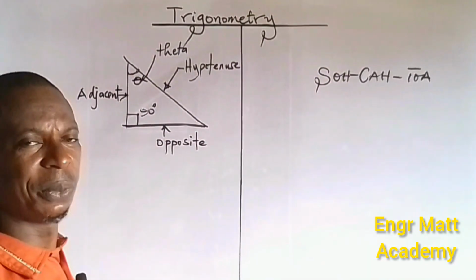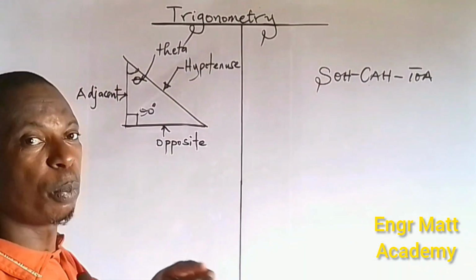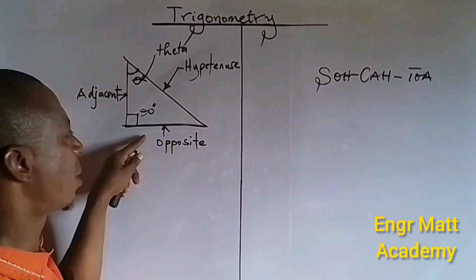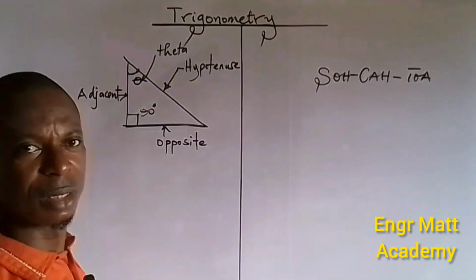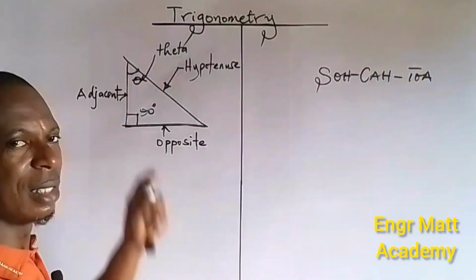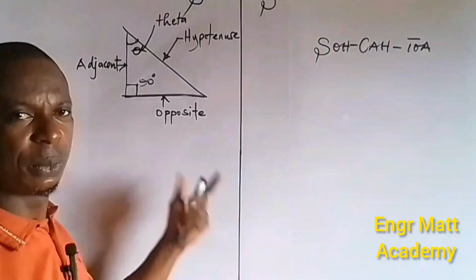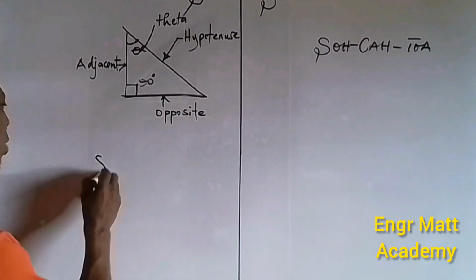the 90-degree angle. Then the side opposite theta, opposite the given angle, is this. That's why we call it the opposite. Then the remaining side is the adjacent. Having known the three sides of a right angle triangle, let's talk about SOH CAH TOA.